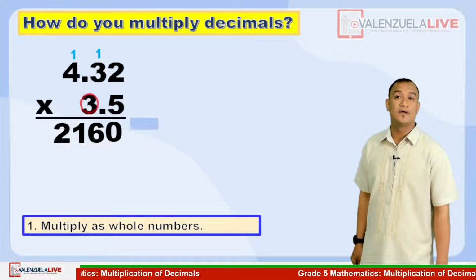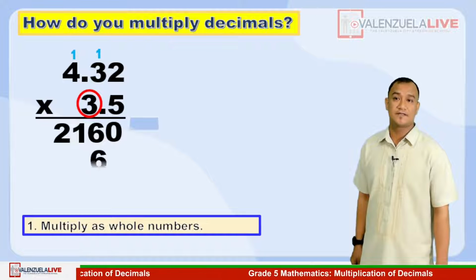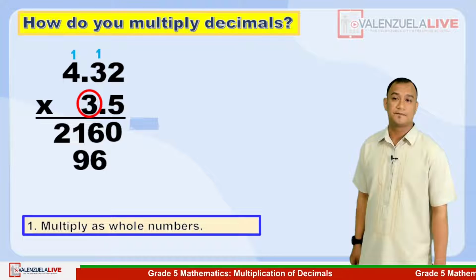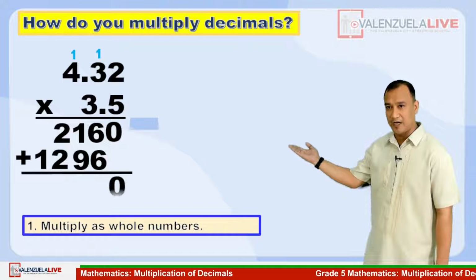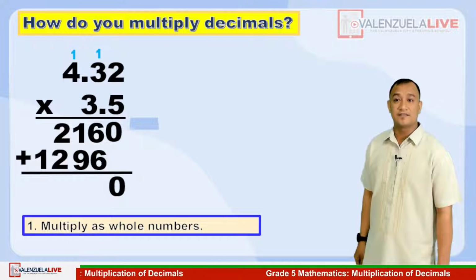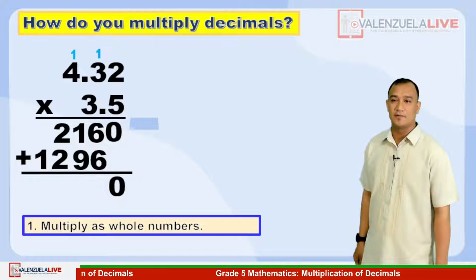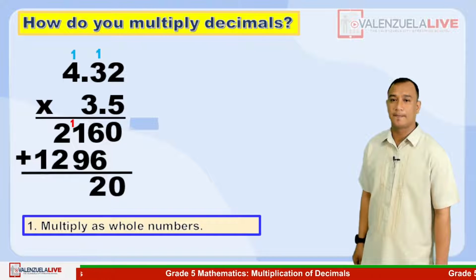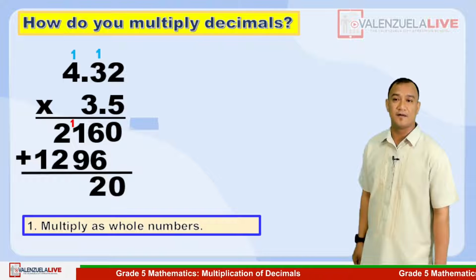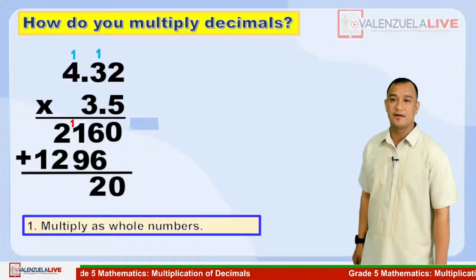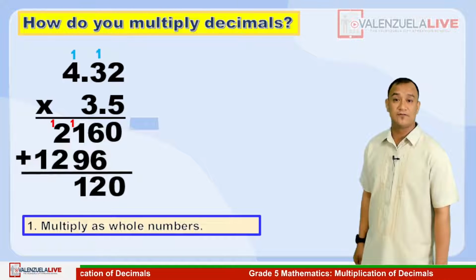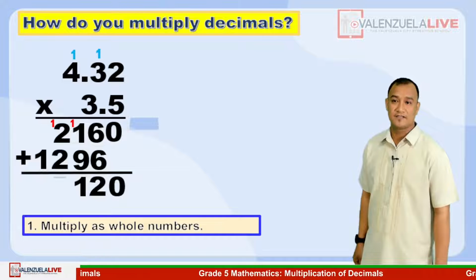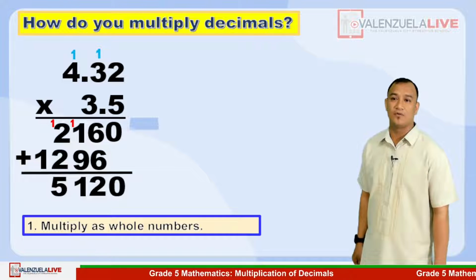Next, 3 times 2 is 6. 3 times 3 is 9. And 3 times 4 is 12. Then, let's add the partial product. Bring down 0. And 6 plus 6 is 12. Bring down 2 and regroup 1. 1 plus 9 is 10. Plus 1, 11. Bring down 1 and regroup 1. And 2 plus 2 is 4. Plus 1 is 5. And bring down 1.